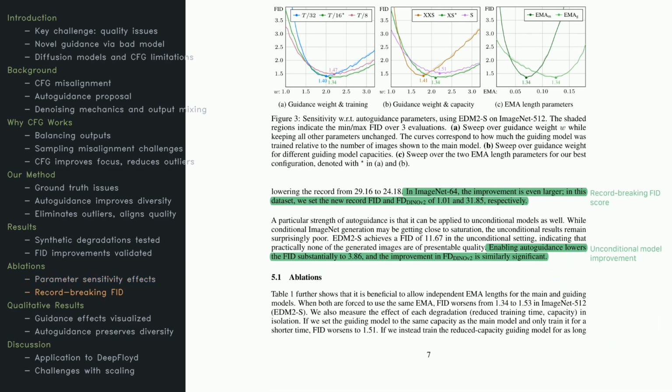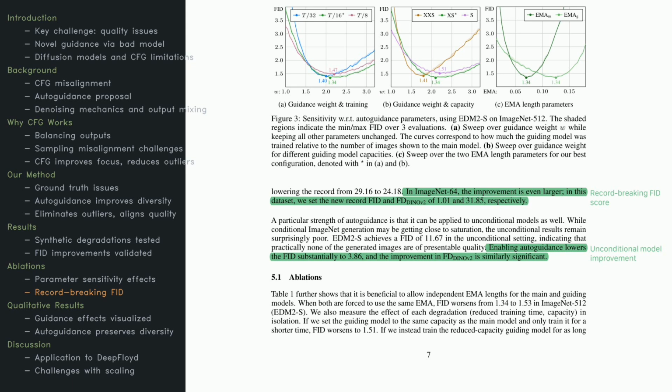Still on page 7, the focus shifts to how sensitive autoguidance is to different parameter choices, and how it applies to both conditional and unconditional diffusion models. Looking at the graphs here, you'll see that changing guidance weight, model size, or exponential moving average settings can alter FID scores, but autoguidance consistently offers better results than CFG alone.